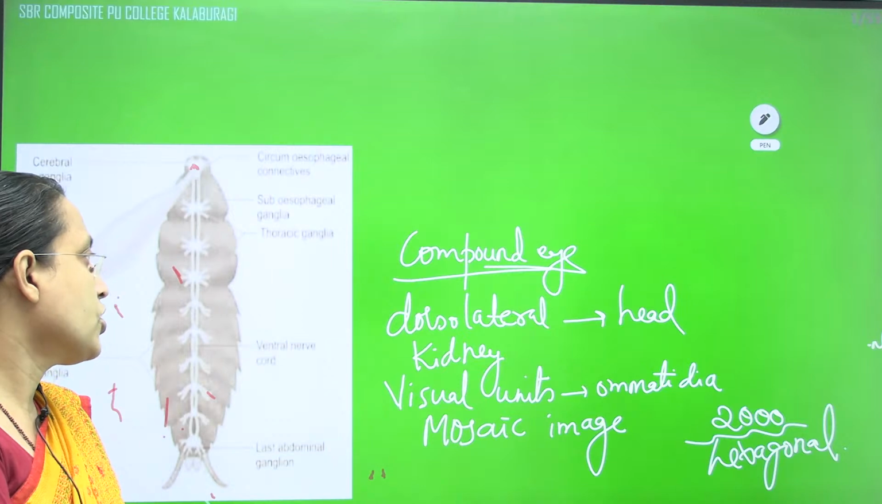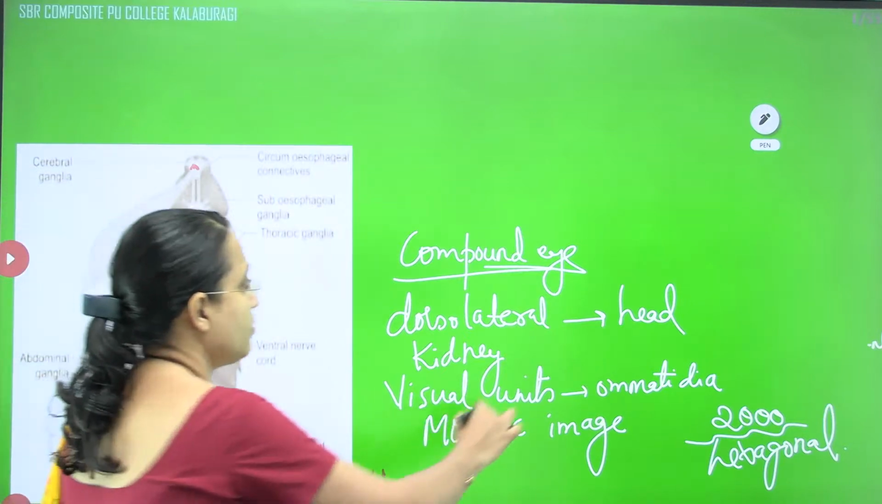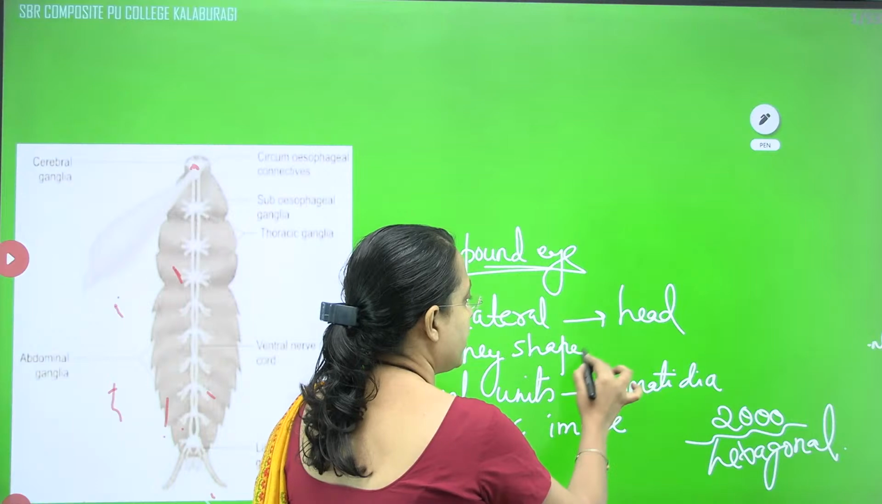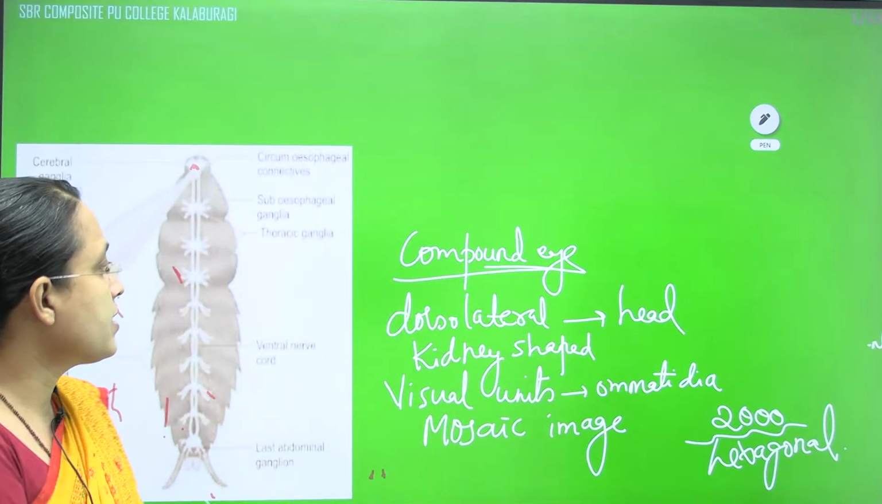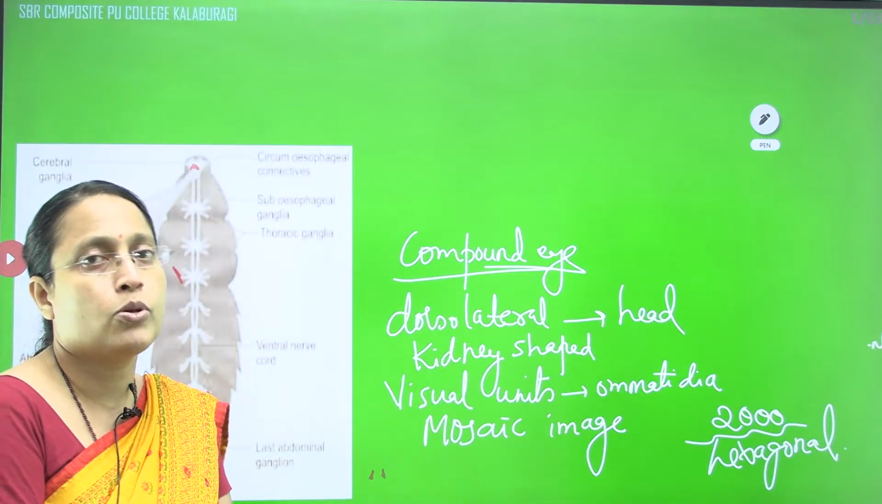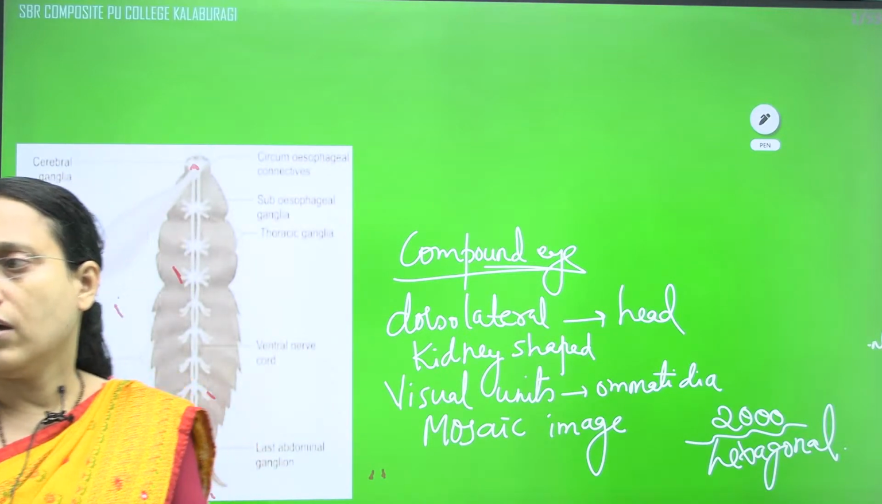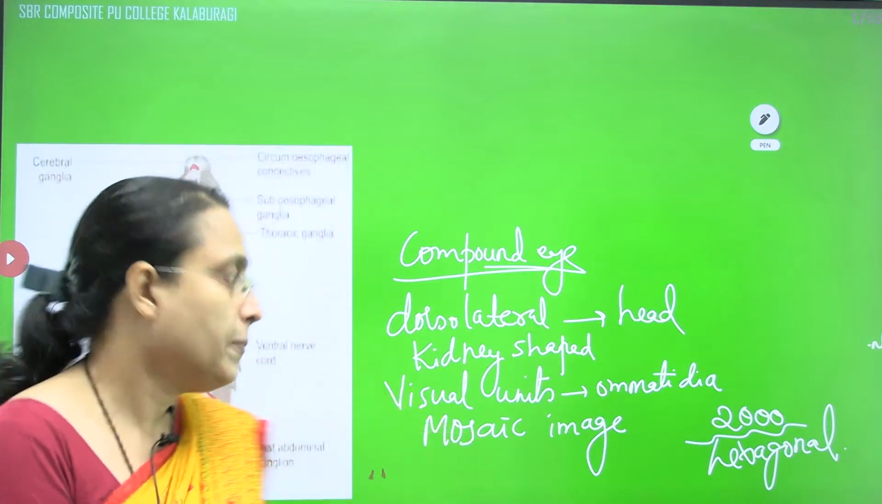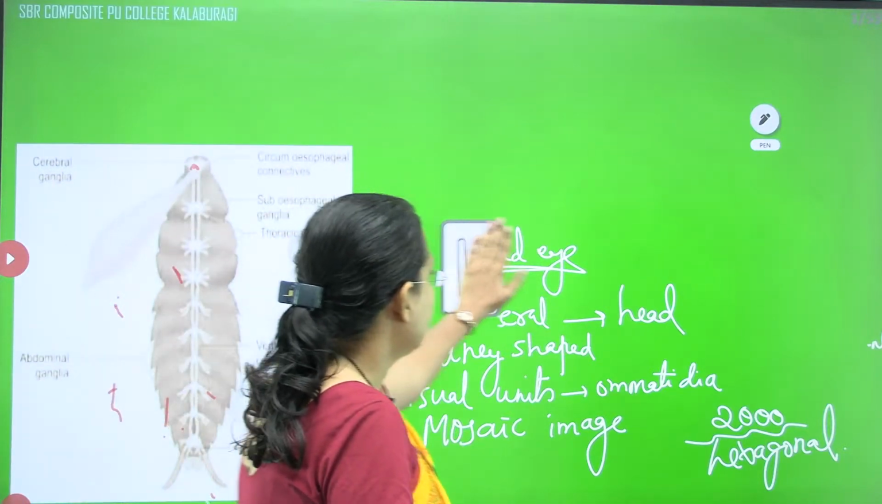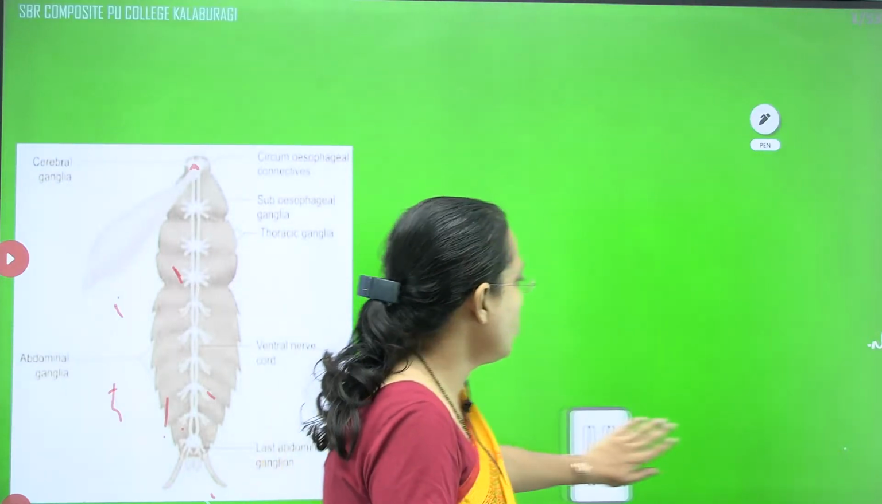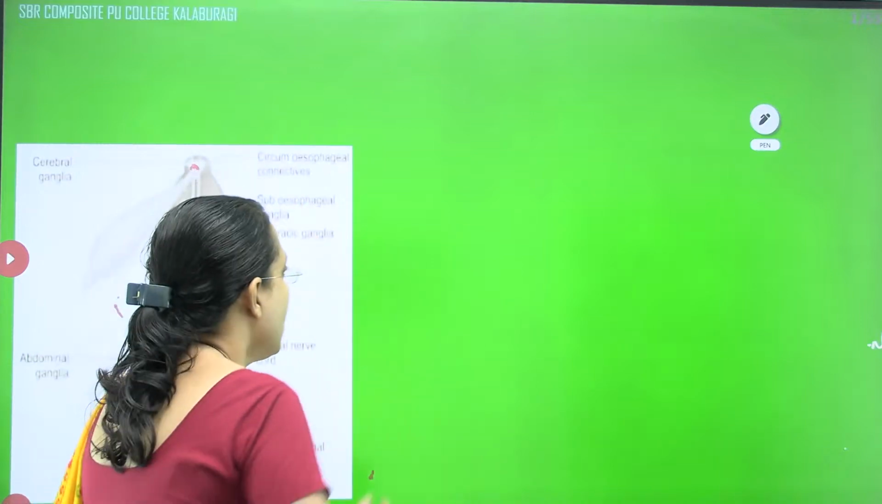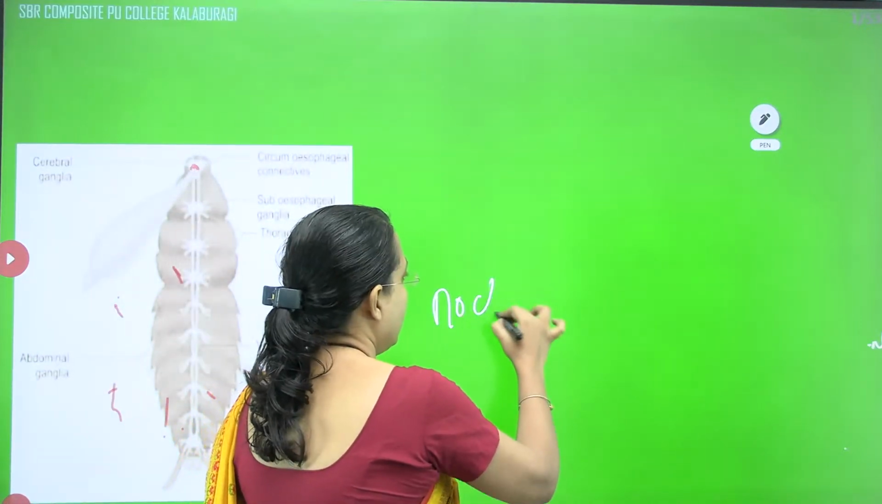So the compound eye is dorsolateral in position and kidney shaped. The vision units present in the compound eye are ommatidia, and they are responsible for the mosaic image. Okay, so you all should know that cockroach is a nocturnal animal. First, the mosaic image definition I told: a small portion of the image is formed from one ommatidium, and the images of all the ommatidia combine and form a complete image. See, cockroach is a nocturnal animal.